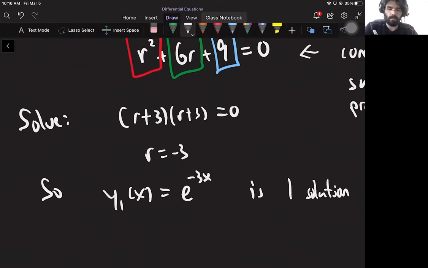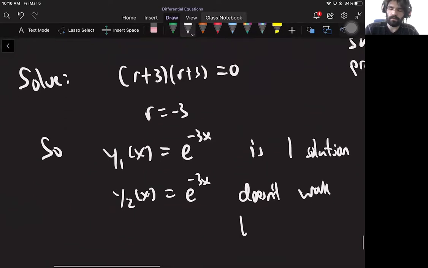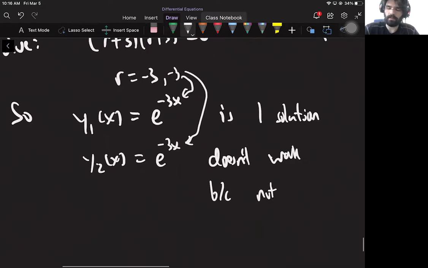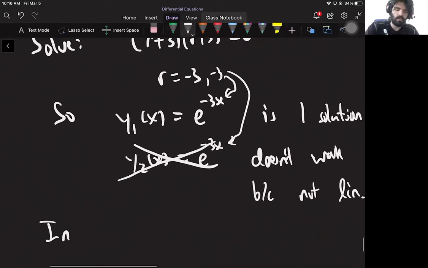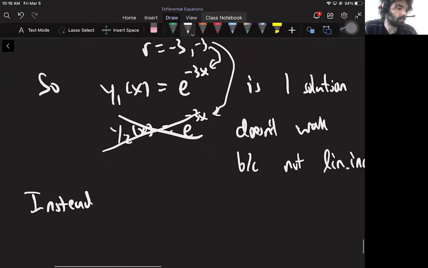So y2 of x being just the same thing doesn't work. So I can't just use r equals -3 twice like this, because then I don't get two linearly independent solutions. So instead, the second solution, you can determine it using this other method that we've skipped. It's just too much work for a little payoff, so we're going to skip it. But it's called reduction of order. You can go look it up if you want.